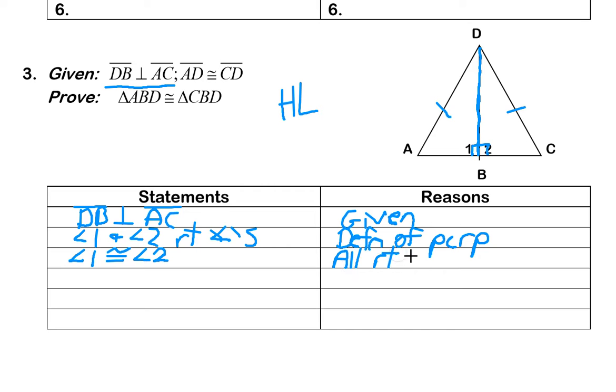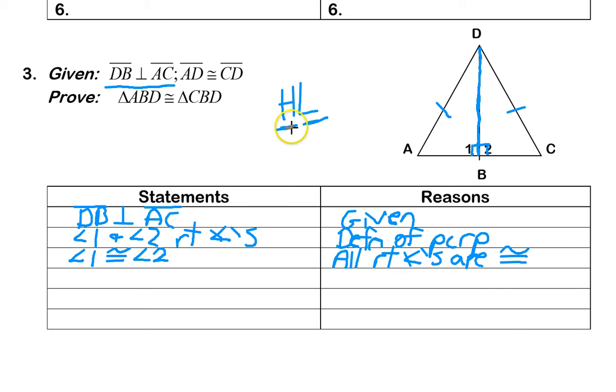All right angles are congruent. This is not writing well, so I'll just draw the congruent symbol. Okay, so we have officially established we're dealing with right triangles here. So we got to justify our H and our L, and we are done.